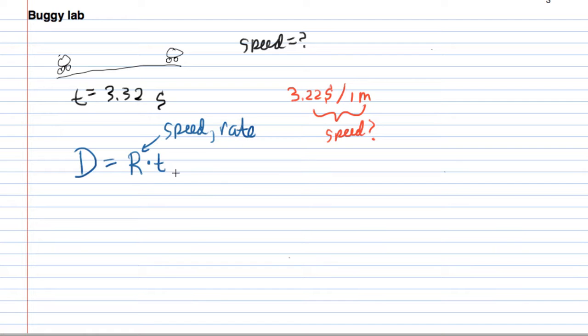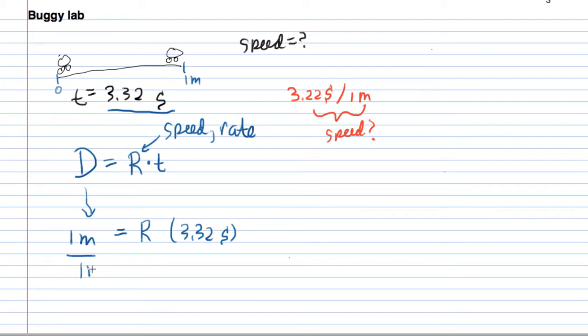And what we realized is this distance from here to here, I start off at 0 and I end up going 1 meter, and it takes me 3.32 seconds to do that. So my distance ended up being 1 meter in this example. My rate was unknown, and my time was 3.32 seconds.